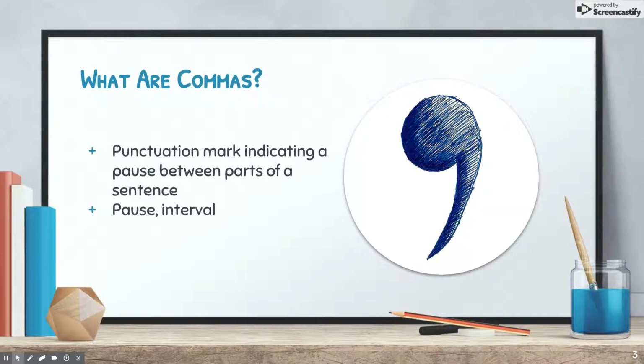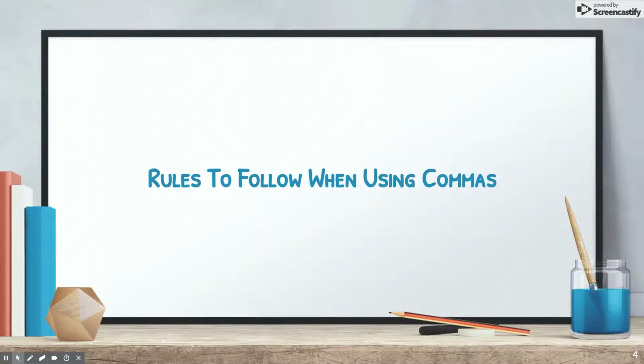So what are commas? Commas are punctuation marks that indicate a pause or interval between certain parts of a sentence. Now we will be covering the rules to follow when using commas. Although there are many rules regarding comma usage, I decided to pick the top 3 I think people, including myself, run into most often.